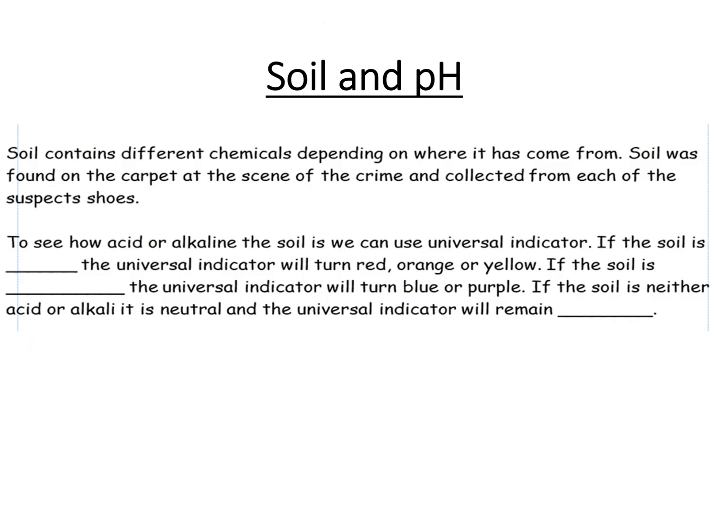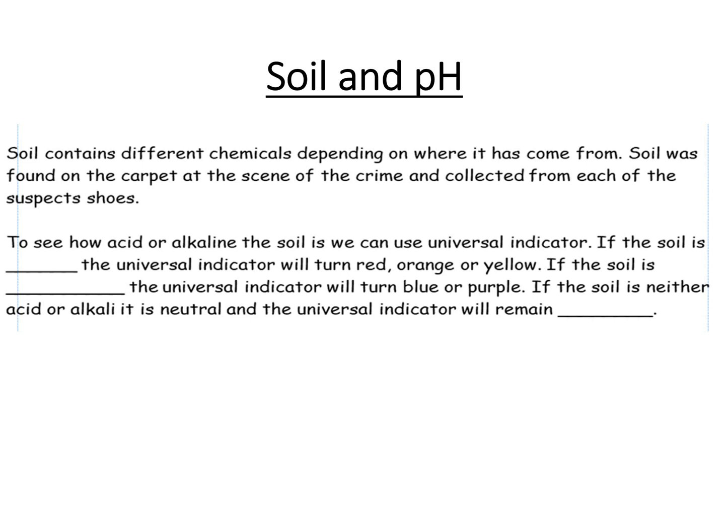Okay, in your booklet you have this page about soil and pH. So soil contains different chemicals depending on where it has come from. Now this means that you can identify where soil comes from based on its pH. So soil was found on the carpet at the scene of a crime, and collected from each of the suspect's shoes. So we can see which suspect has been to the crime scene by checking the soil matches the pH of the soil at the crime scene.